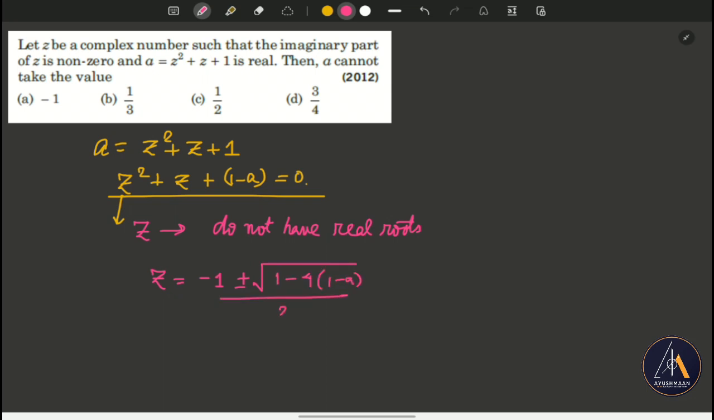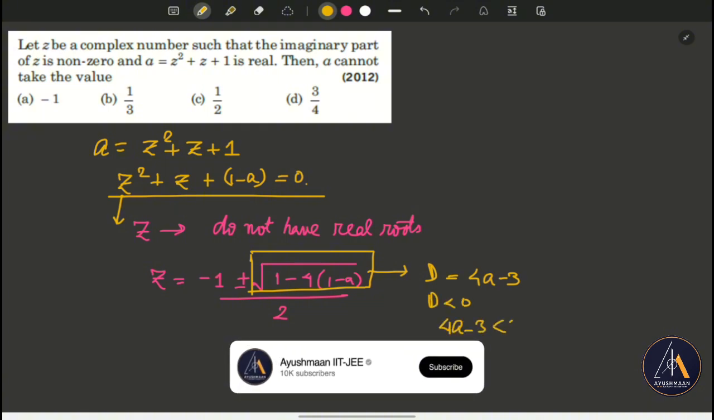Now see, this part is the discriminant. D is 4a minus 3. Now since z does not have real roots, obviously d will be less than 0. So 4a minus 3 less than 0. A turns out to be less than 3 by 4.